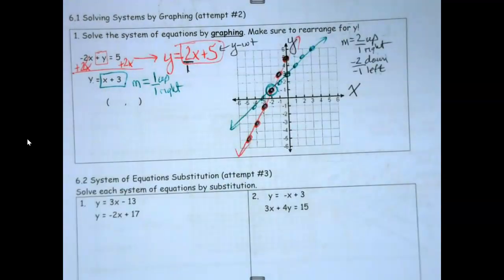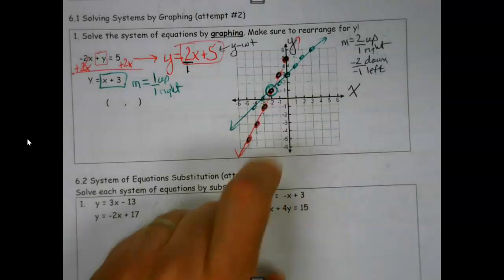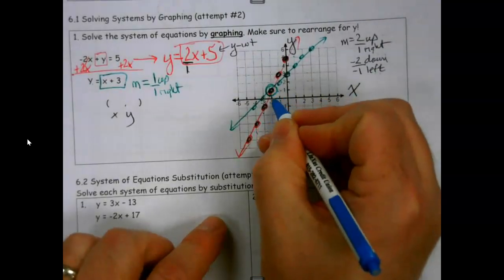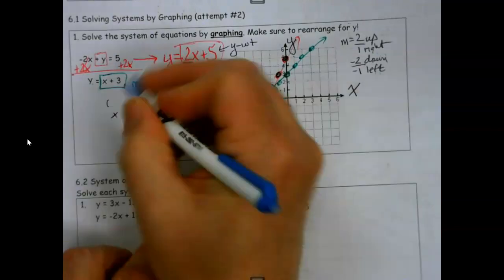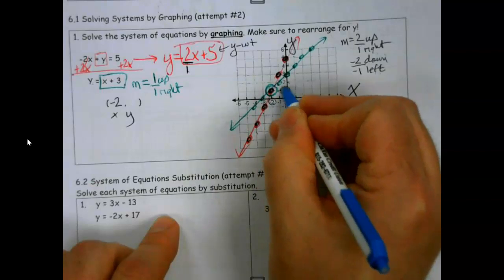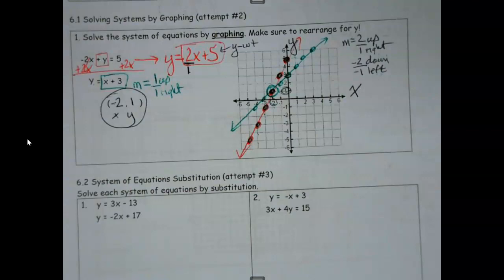There will be a point where they cross right here. And so I need to know the coordinate point of that. So if I follow it back to the x-axis, that's at -2. And if I follow it back over to the y-axis, that's at +1. And I can do that.